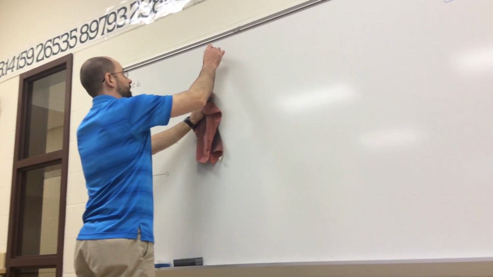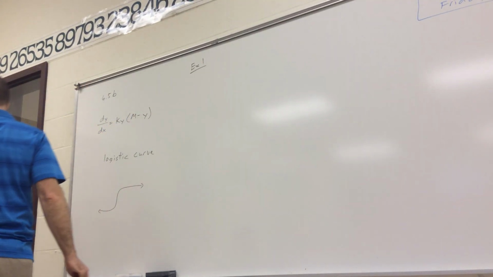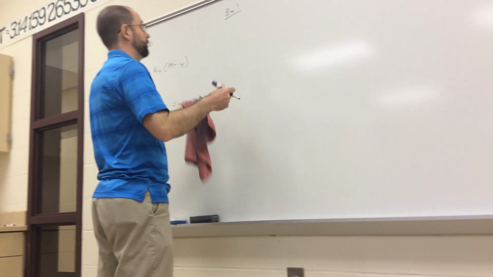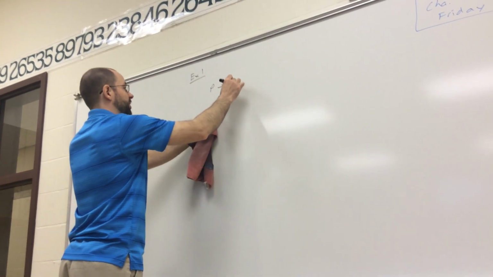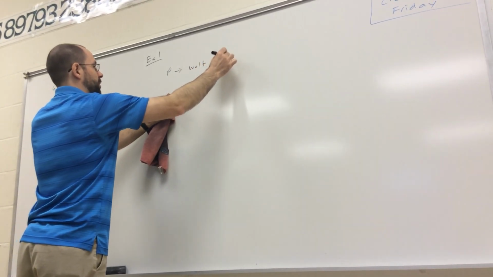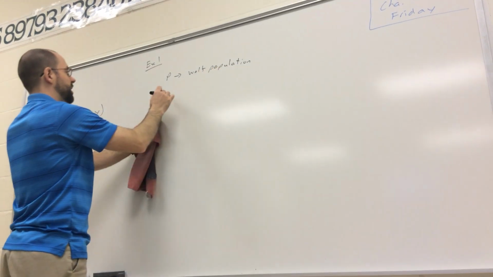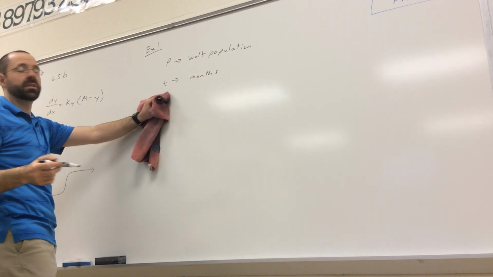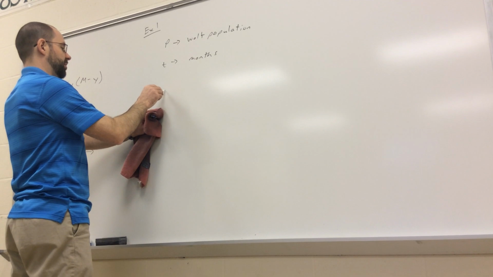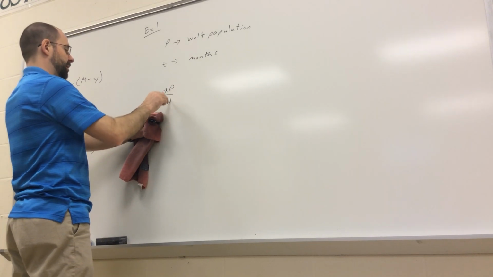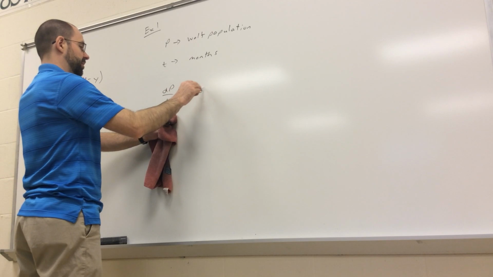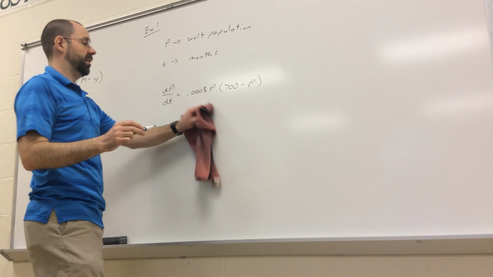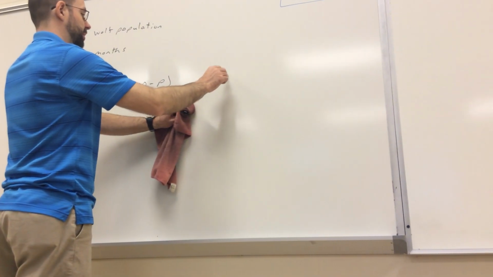All right, so that's what we're going to do in example 1. And in this problem, P represents population, and it's actually wolf population. And t is time in months. And the differential equation that we're given is dP/dt equals 0.0008 P times (700 minus P). And we're also given the point (0, 10).